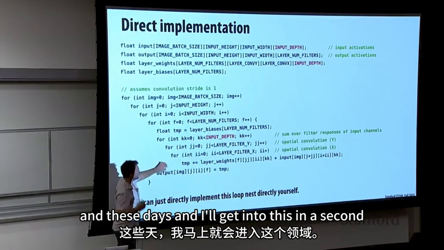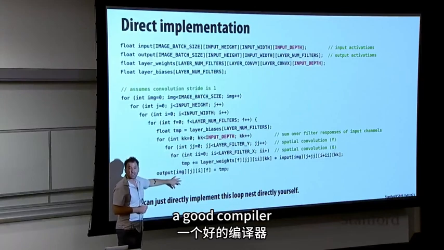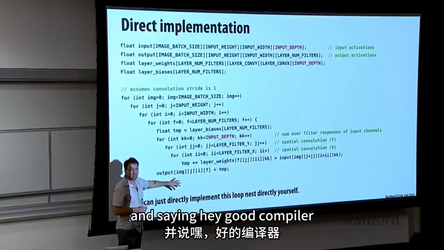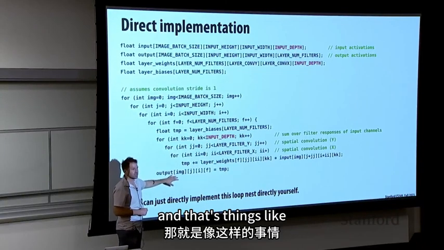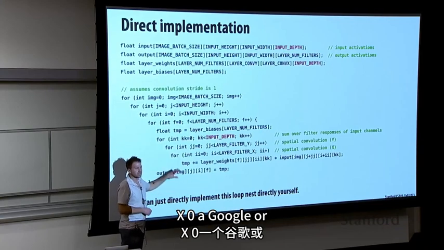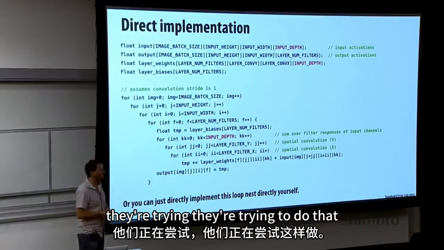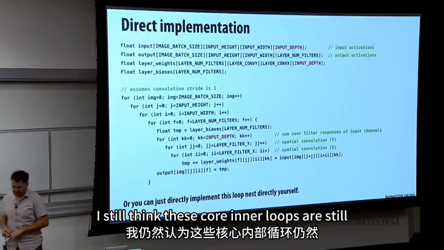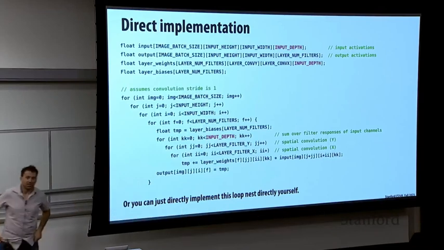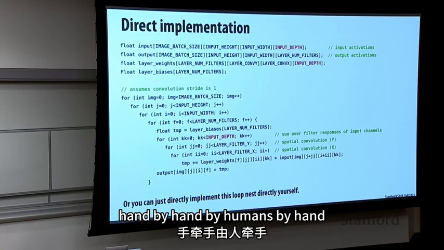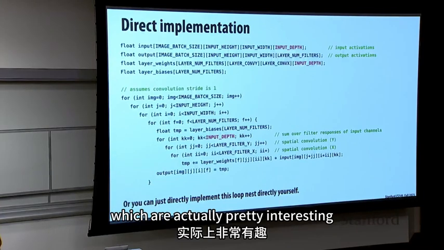And these days, and I'll get into this in a second, there's a lot of interest in just giving this information to a good compiler and saying, hey, good compiler, you come up with the blocking strategy for me. And that's things like XLA at Google or this new Triton thing from OpenAI. They're trying to do that, but in general, I still think these core inner loops are still kind of best done by humans by hand.